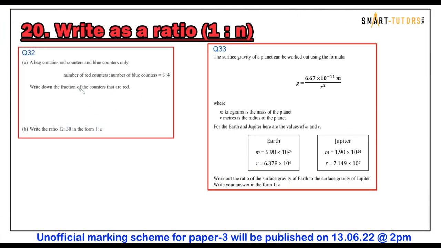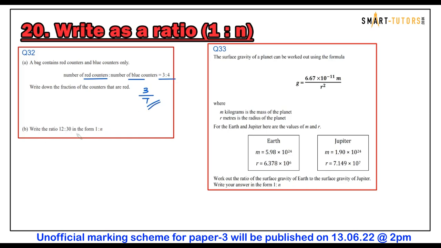Topic number 20. Write as a ratio 1:n. A bag contains red counters and blue counters only. Red to blue is 3:4. Write down the fraction of the counters that are red. So the fraction means red counters is 3, total is 7, so that is the answer, 3/7.